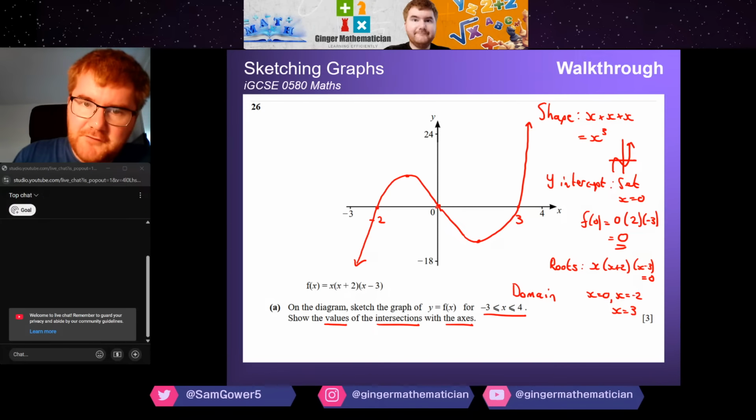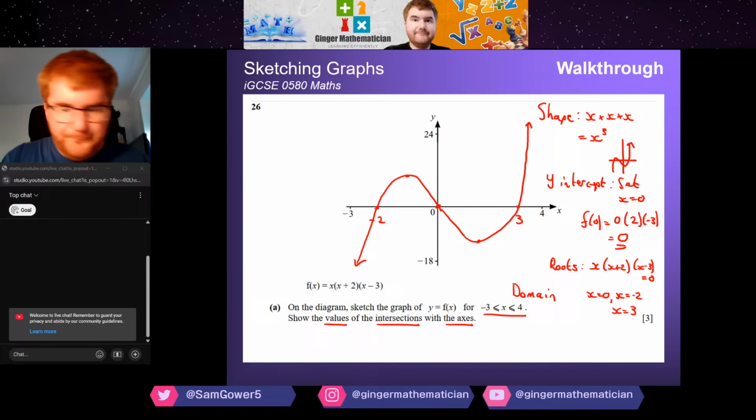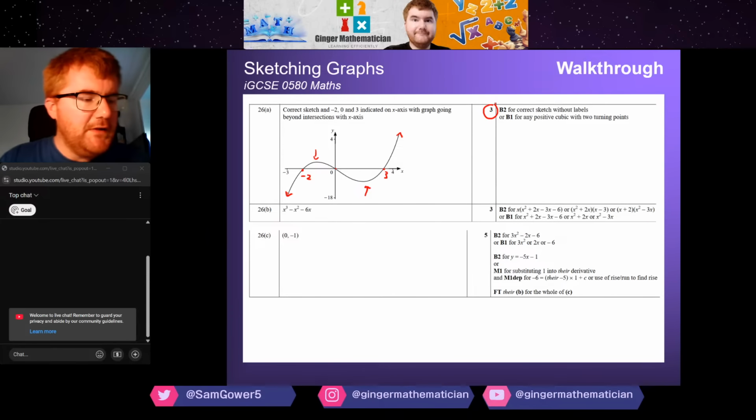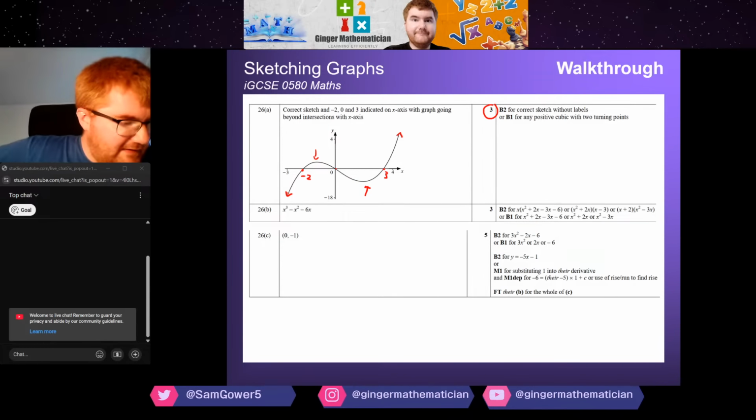And that's what I've done. I've shown here, here, and here. If you look at the mark scheme, you'll see: correct sketch without any labels. So the shape of the graph, we've got -2, 0, and 3 indicated, so here, here, and here. If you have the general shape of the graph, it goes through 0, 0. There's a maximum here, a minimum here, and again, it just continues in both directions. So that's where we pick up the 3 marks, using what we've talked about in this video.